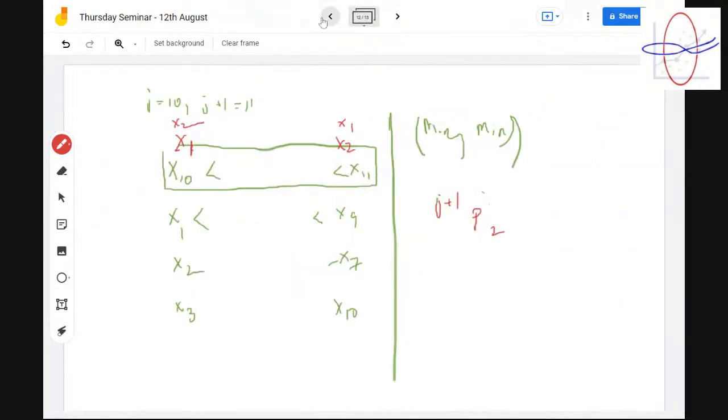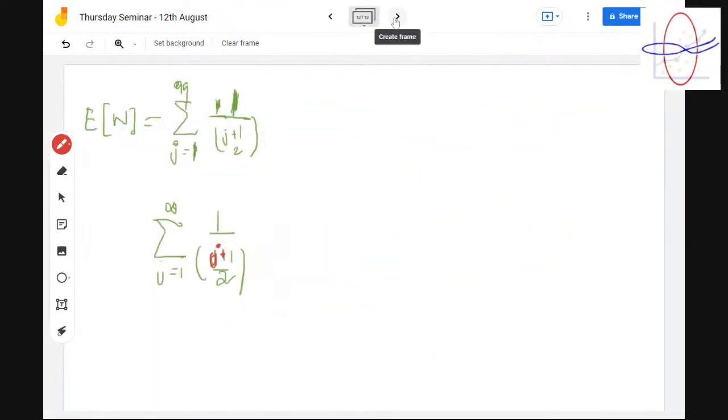Lovely. So now tell me, it will be finite or infinite? This one is finite or infinite? Tell me. In fact, it's easier to find it now. Summation of j from 1 to n, 1 by j plus 1 into j.